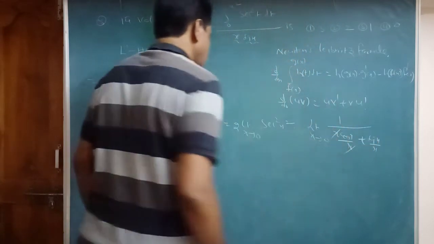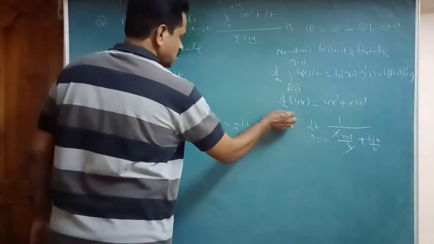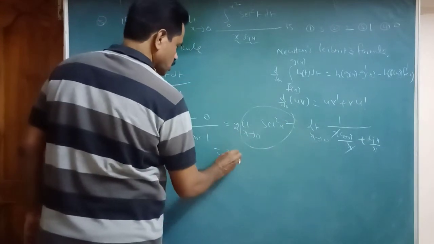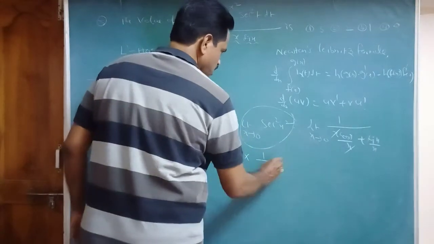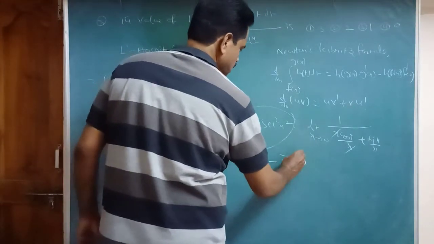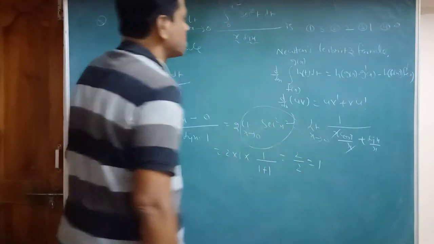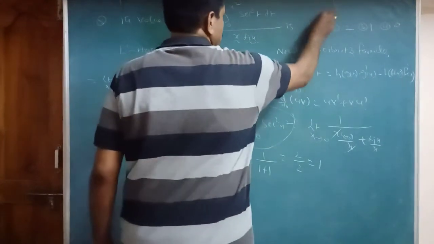Here x cancels. Secant 0 is 1. That equals 2 into 1 into, cos 0 is 1, and sin x by x is 1. That is 2 by 2, which is 1. So the first option.